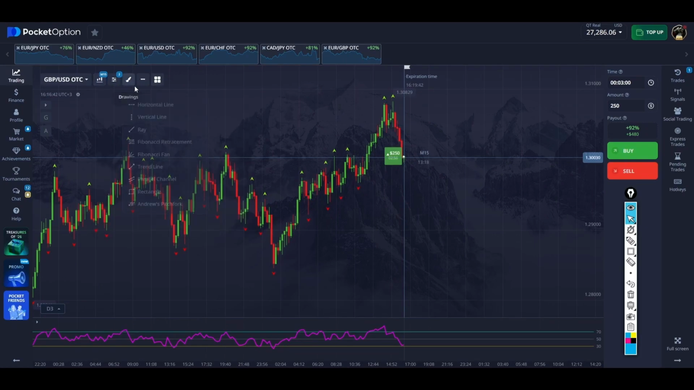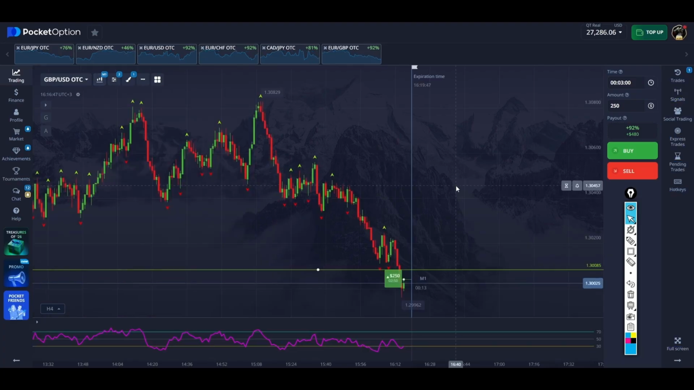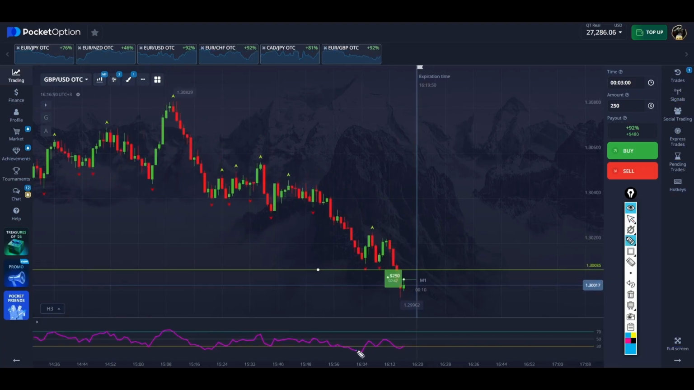Hi everyone! Today I'm going to show you another great strategy that works with a 3-minute expiration time. This is an effective strategy I used back when I was learning and trading on financial markets. So let's take a look. I've already found an entry point and entered the trade.